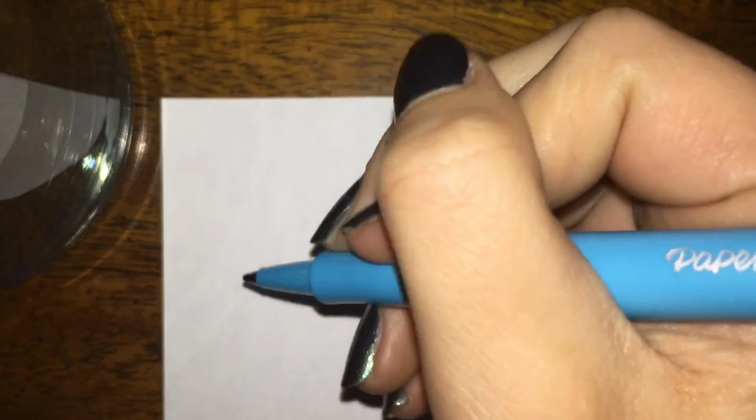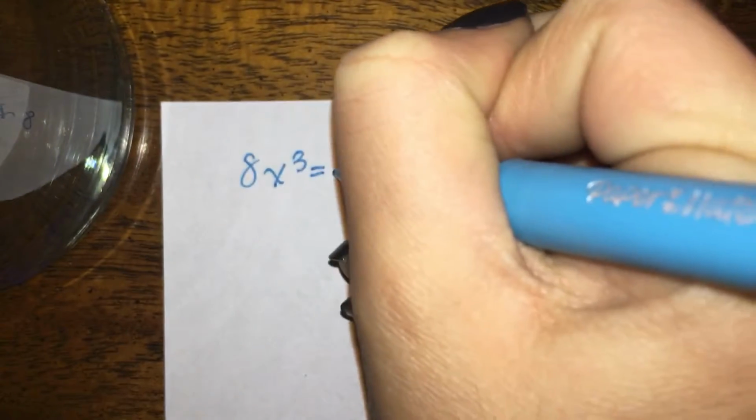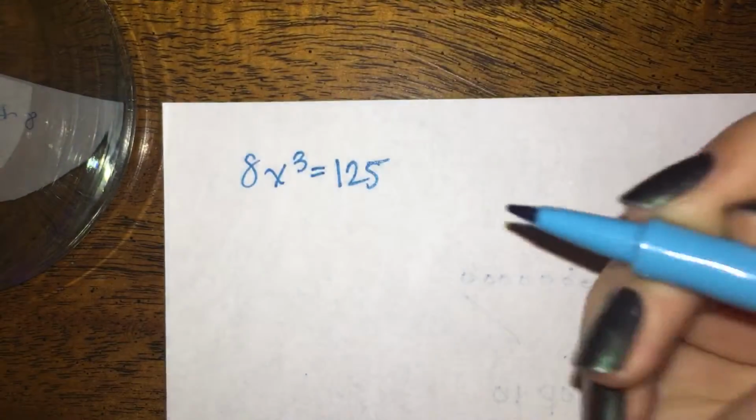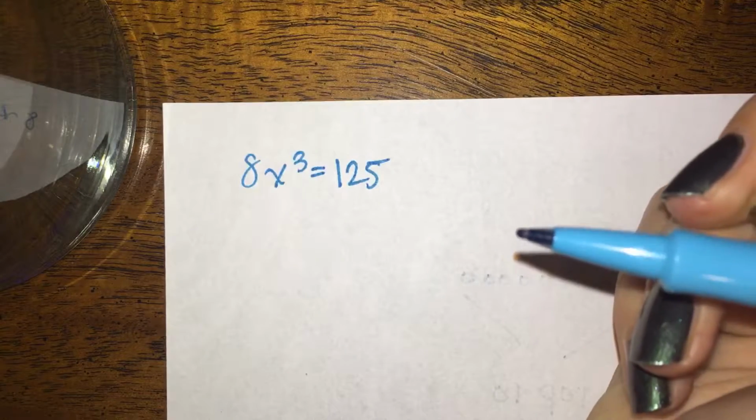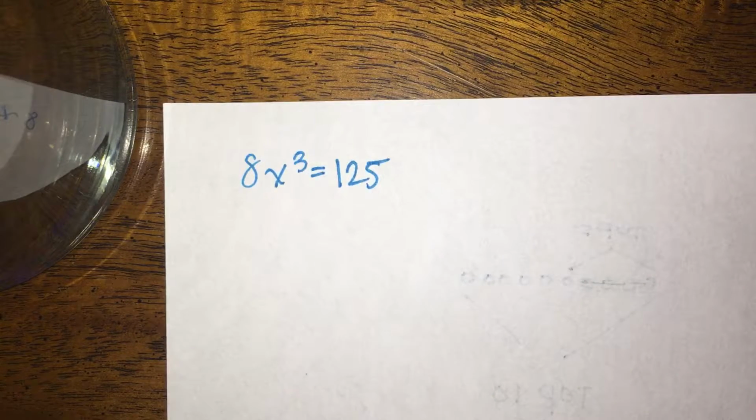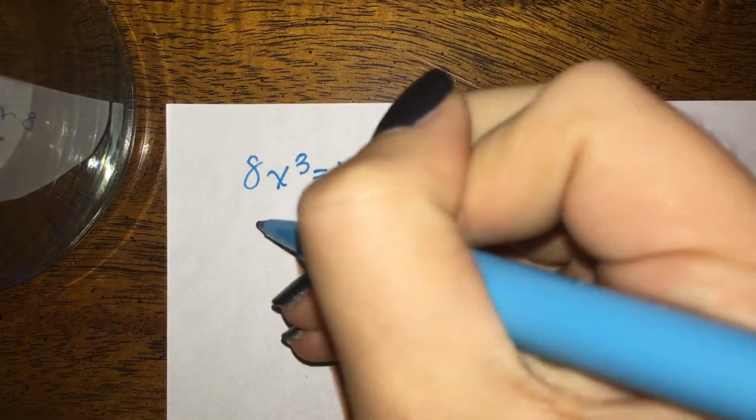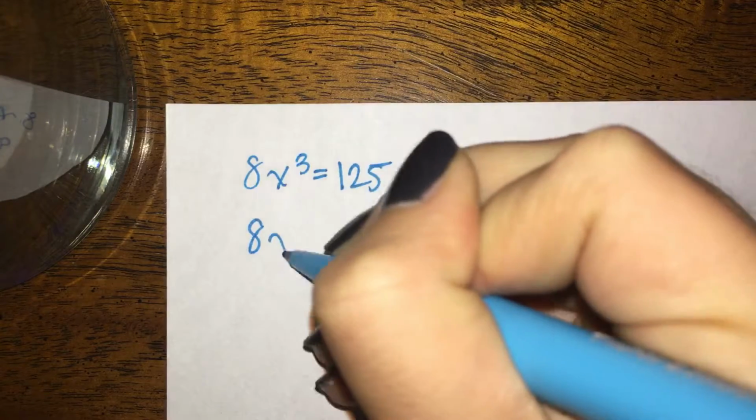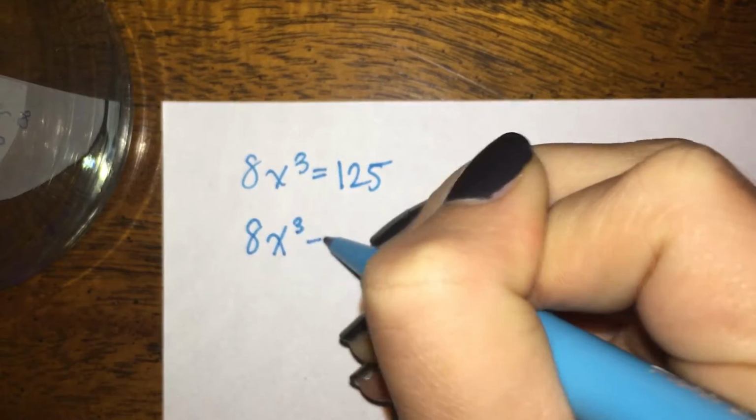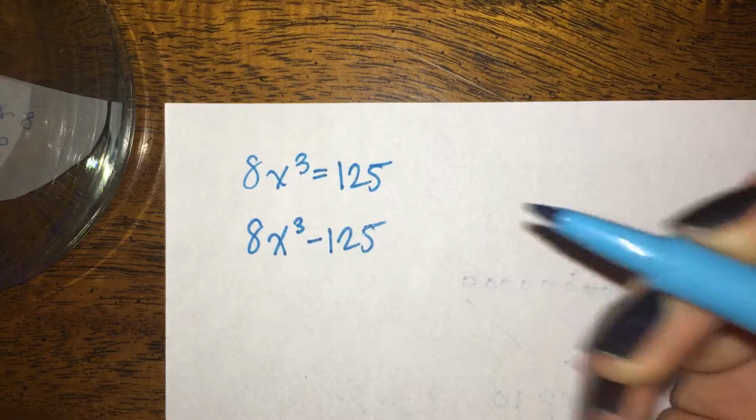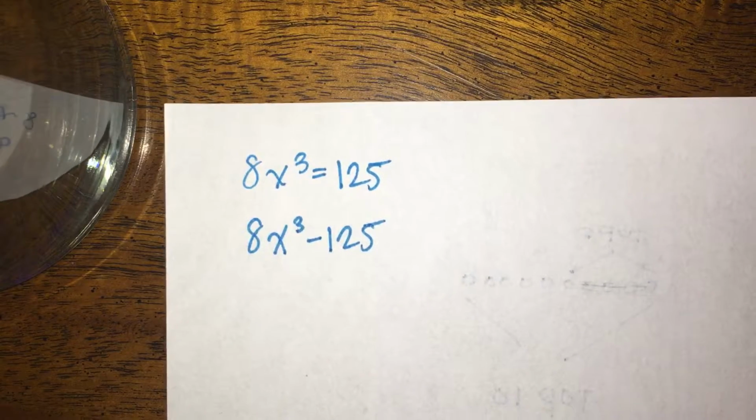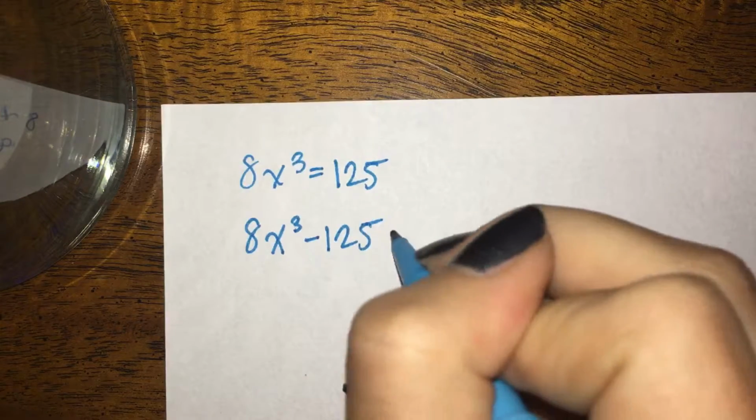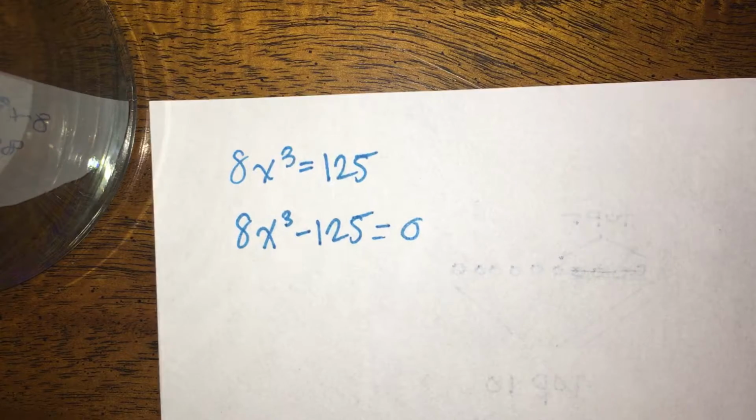Hi, so today I'm going to show you how to find the solution of this equation using imaginary numbers. Okay, so the first thing you have to do is get all terms to the same side. So 8x cubed minus 125. You have to subtract 125 from both sides, and that equals 0.